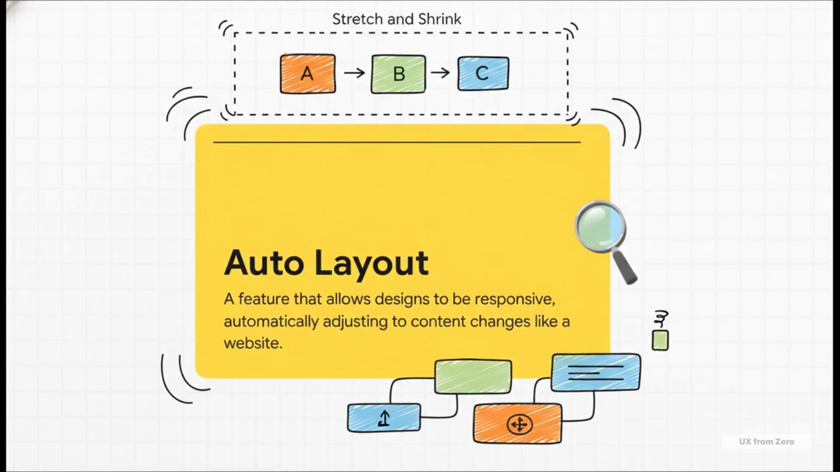Okay, listen up. Because if you only master one thing from this whole explainer, this is it. Auto layout is your design superpower. Seriously, this is the magic that makes your designs responsive. It lets them grow and shrink and adapt when content changes. It's how real websites work. And once you get it, you will never, ever go back to manually nudging pixels around again. It's a total game changer.